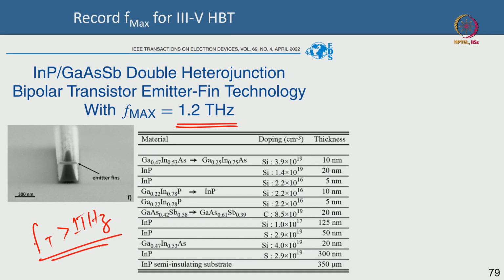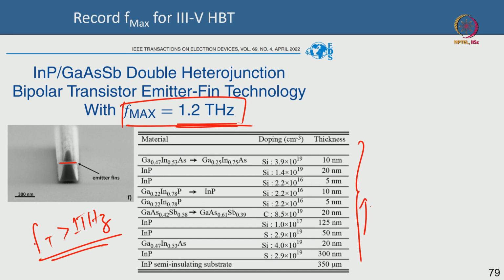Okay, but I may be wrong, but this is pretty much the state of the art. Fmax 1.2 terahertz is reported, and this is the epitaxial stack. It looks fairly complicated. You see this is an SEM image. They have an emitter fin. What they call an emitter fin is essentially a mushroom shaped emitter to reduce the emitter resistance in a way. So they have this kind of a mushroom shaped, fin shaped emitter profile there.